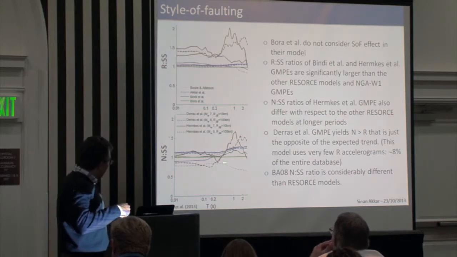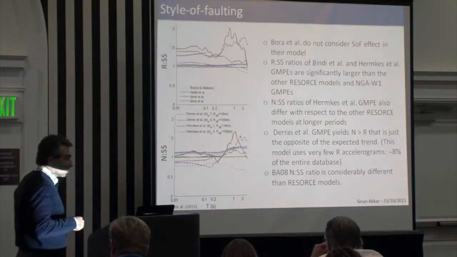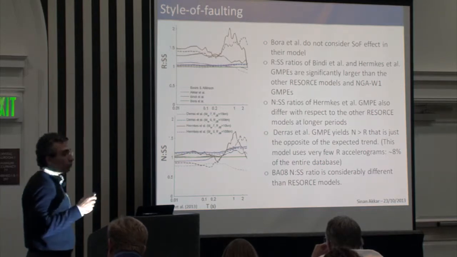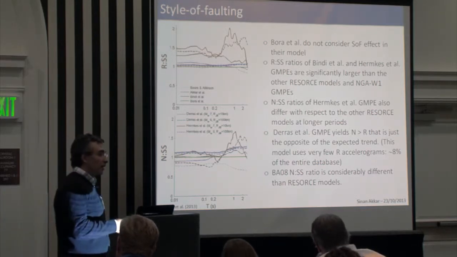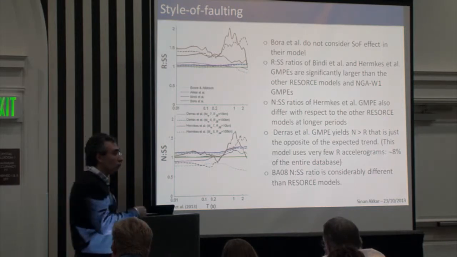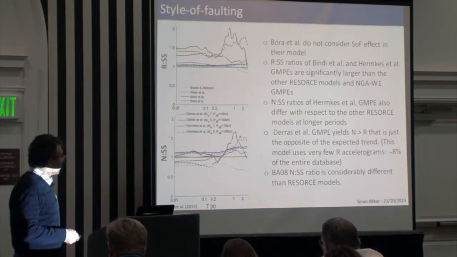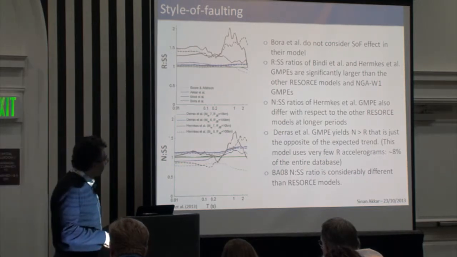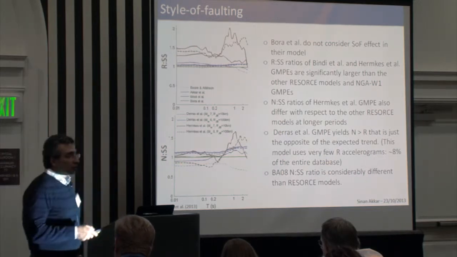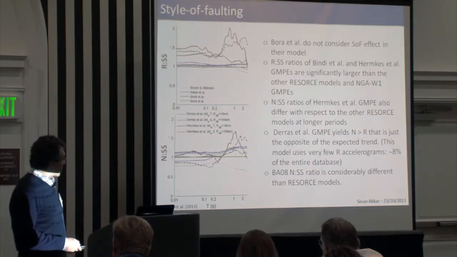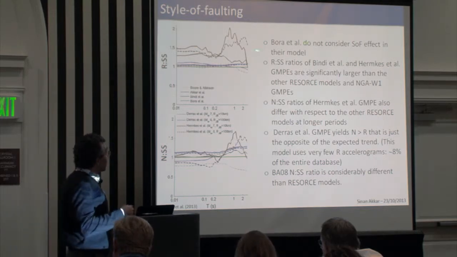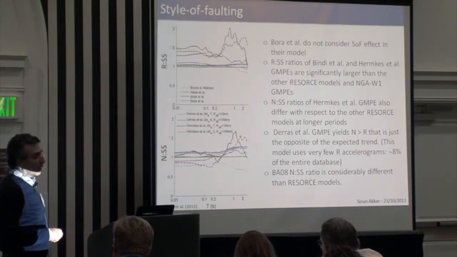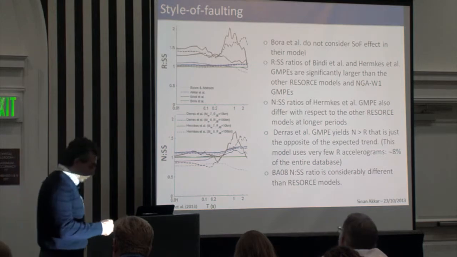If you look at the variation of normal to strike slip ratios here, you would note that the predictive models driven by conventional methods, the mixed effect regression methods, Bindi et al. and our model, have normal to strike slip ratio estimations that are quite similar to each other. And one other important comment: Bora et al. do not consider style of faulting in their equation.